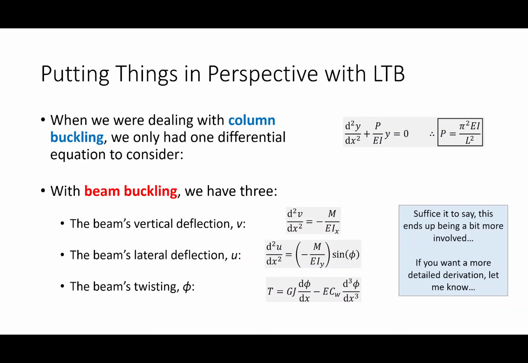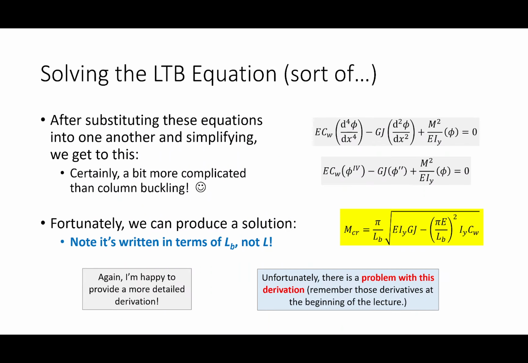So the beam's just deflecting vertically in a very normal fashion as well. So there's a lot going on all at once, okay? The way that we solve this diffie is we basically make some substitutions, like we substitute some of these differential equations into their counterparts. And after we substitute and simplify a little bit, we get this, okay? I know this is kind of a messy equation right here.